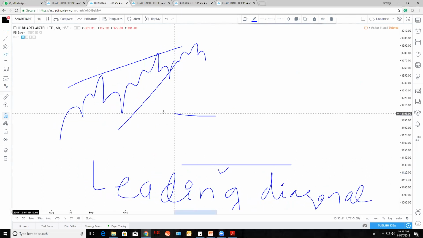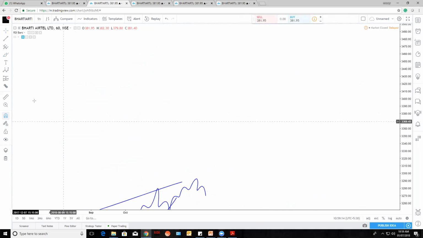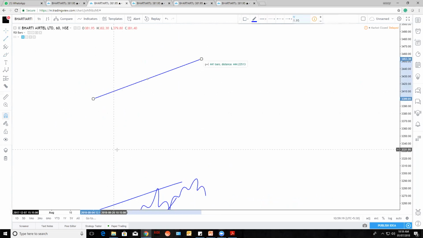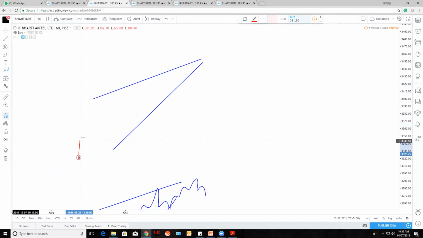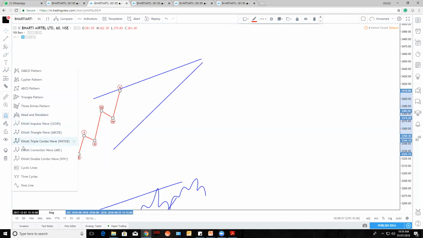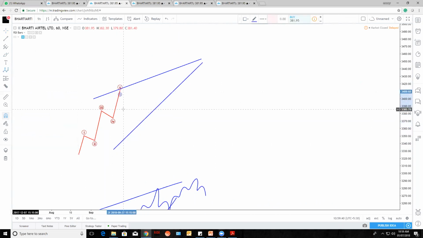Means what is the rule? That the fourth wave can overlap on wave 1. Let's say I'm just taking this example of an impulse only. Let's take this as 1, 2, 3, 4 and 5. Now after the impulse there is a smaller correction. Let's say this is A, B and C. The corrective waves are named ABC and the impulse wave is named 1, 2, 3, 4, 5.